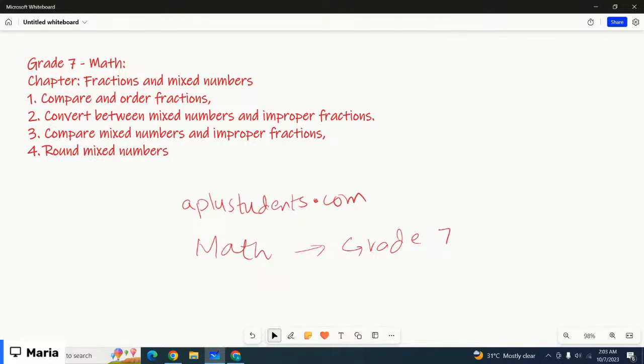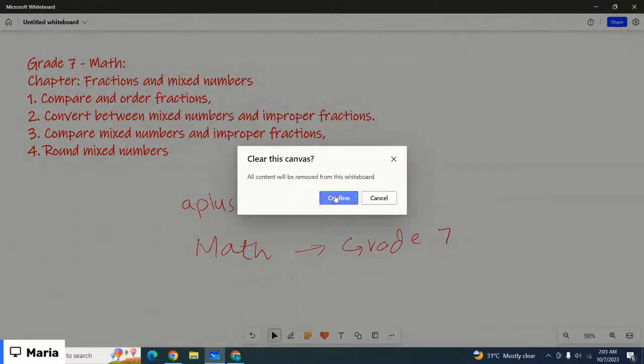The lesson name is compare and order fractions. So we're going to see how we order fractions. How do we compare fractions? When you have to order fractions, order means you can order them by comparing. So when you are ordering, you are also comparing the fractions.